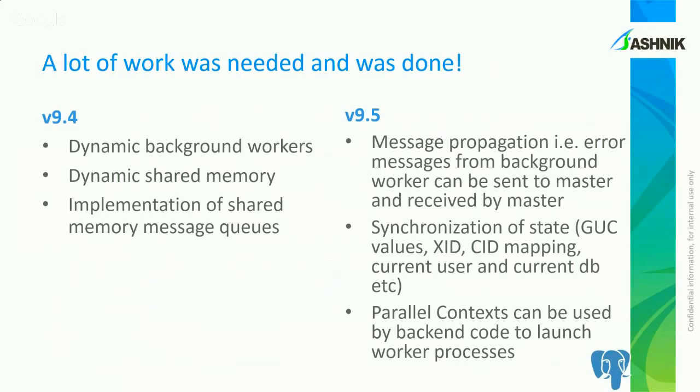Synchronization of various states like GUC parameters, XIDs, current user, current databases, all these needed to be done. Parallel context, which can be used by the backend code to launch more worker processes. All this infrastructure was required before parallel queries can work in PostgreSQL. And all this has been done in previous versions like 9.4 and 9.5.